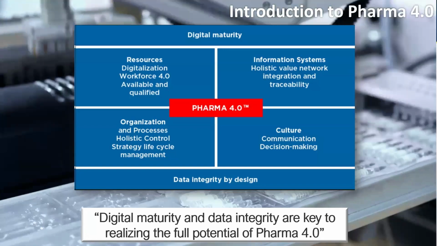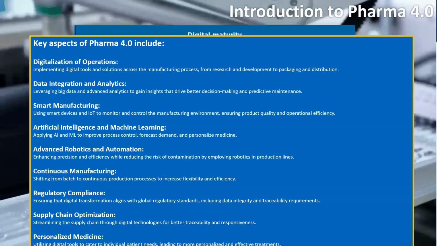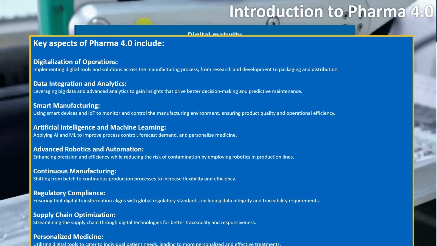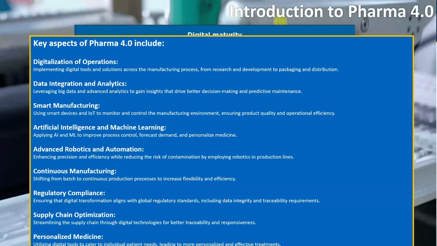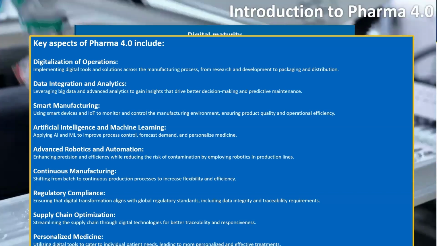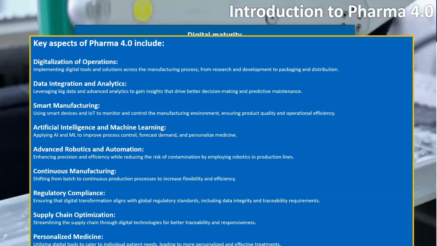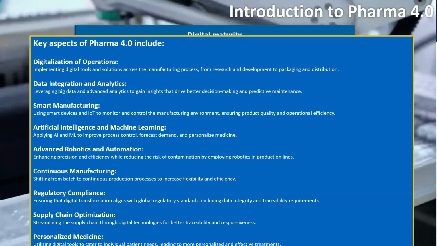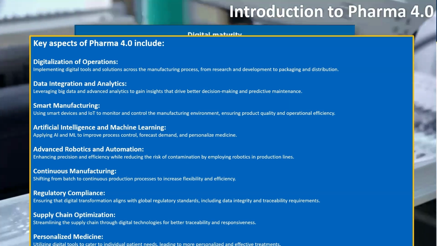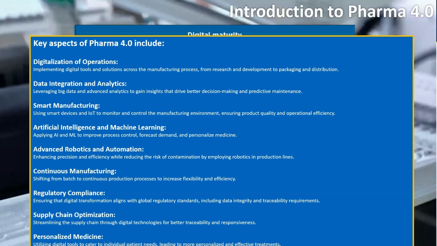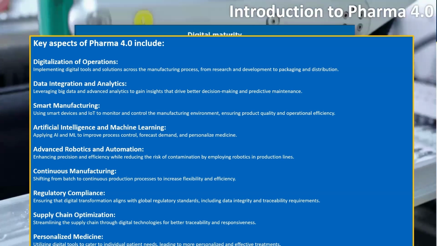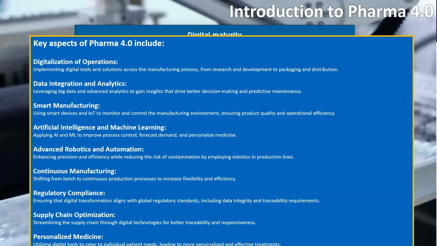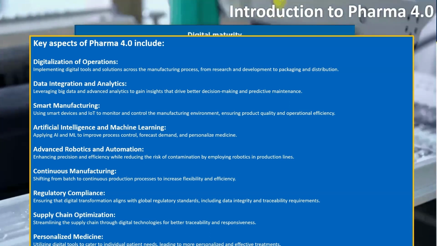of Pharma 4.0. And some of the aspects, as I mentioned: digital operations, implementing digital tools and solutions across the manufacturing process, from research and development to packaging and distribution; leveraging big data and advanced analytics to gain insight that drive better decision making and predictive maintenance; smarter manufacturing, using smart devices and the Internet of Things to monitor and control the manufacturing environment, ensuring product quality and operation efficiency.